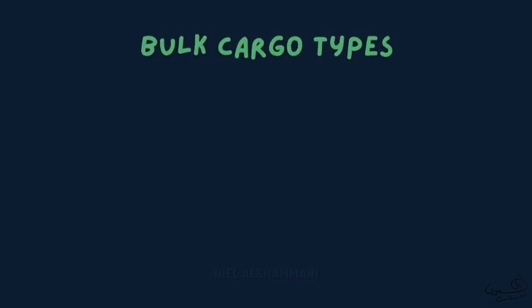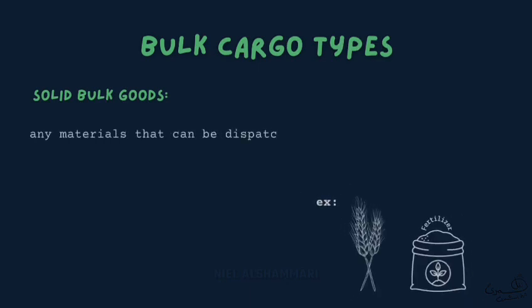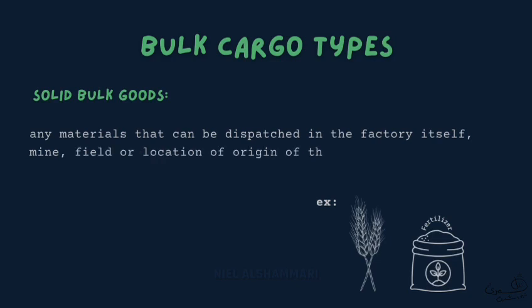Now let's see what the bulk cargo types are. First, solid bulk goods: any materials that can be dispatched in the factory itself, mine, field, or location of origin of the material. This type of cargo is very varied.